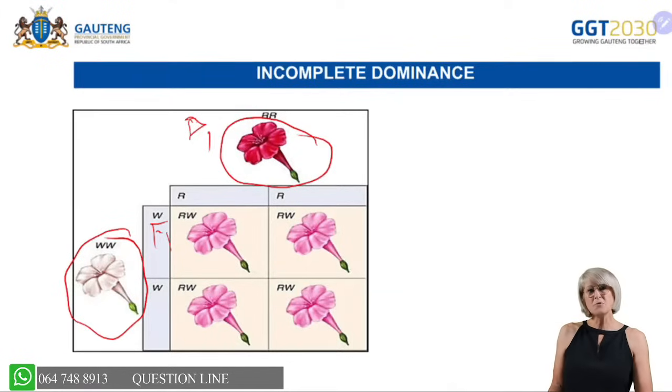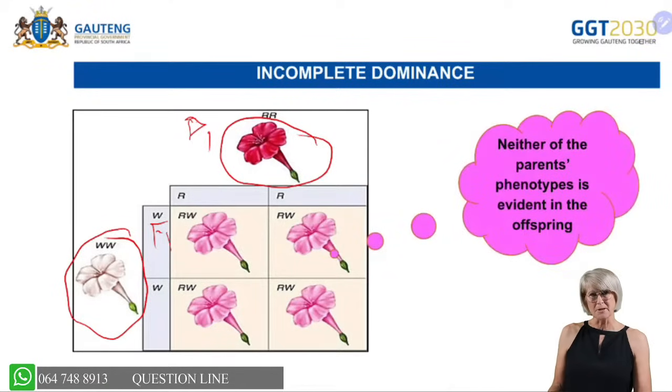So if I give you a pink flower and I say to you, what did the parents look like? You wouldn't be able to tell me. You'd have to first cross those individuals to find out. That is because it is incomplete dominance. Right, so remember, in incomplete dominance, we see neither of the parents' phenotypes in the offspring.